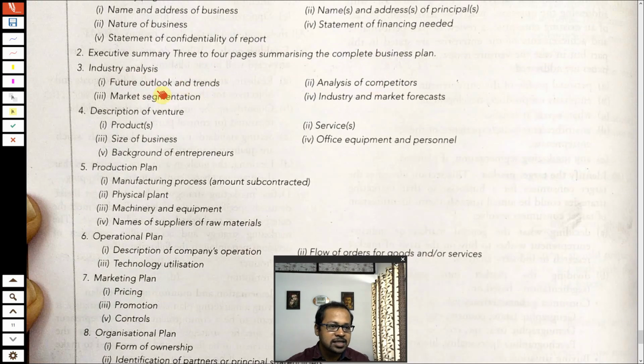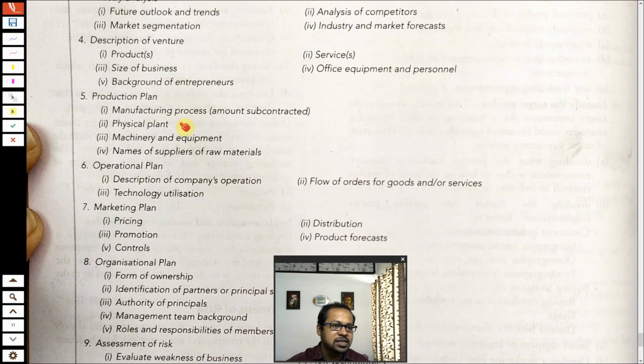Then industry analysis, the third point which we discussed in the business plan. You need to analyze your industry. Then you should give details about your own venture. ओके कितना आपके पास इक्विपमेंट्स एंड पर्सनल है, what product you are offering, and if you are in an existing business, then what is the size of your business, what is your background. Okay, so the description of business, and then the plans will start, the sub plans will start.